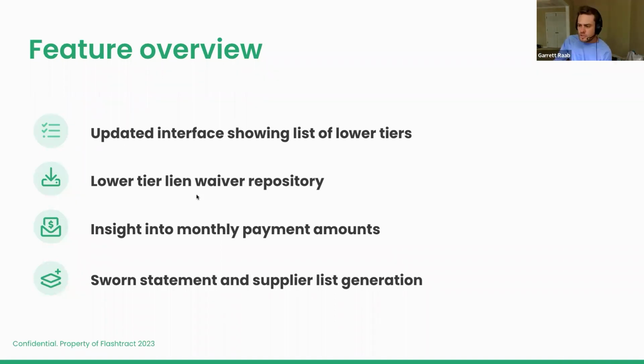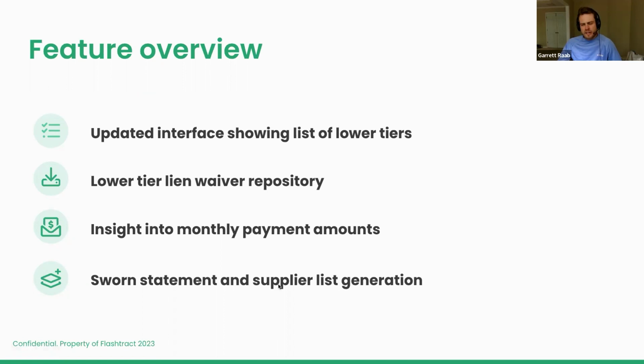We're keeping the lower tier lien waiver repository relatively similar to how it was before. So your subcontractors or you can come in and upload those waivers against a specific pay period. But some of the new stuff is each time the subcontractor submits their bill, they are given the opportunity to enter their estimated payment amount for that month. And then that data starts to feed into typical documents like a sworn statement, maybe an affidavit.